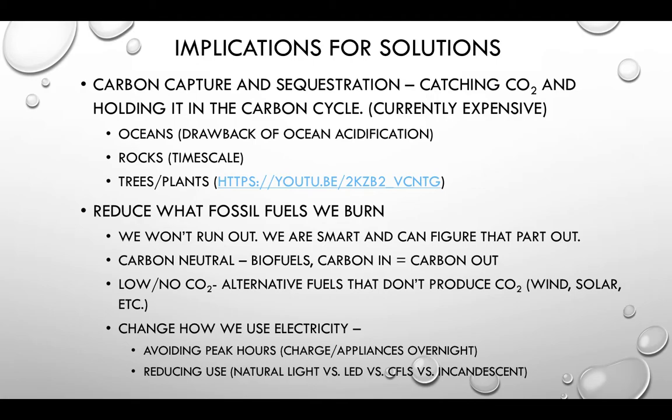Currently, that's really expensive, and places we can do that are in the oceans. We're going to look later at a short little mini lab about how to do that, but it's got a drawback of ocean acidification. It makes it more acidic, so our little corals can't recover. If we use rocks, but that's on that long time scale, how do we make it a shorter time scale? Or trees and plants. There's a YouTube video I'll let you watch that's a Vsauce, I believe, a fun little video about where trees get their mass. And so trees and plants could be one of those ways that we leverage that carbon cycle.